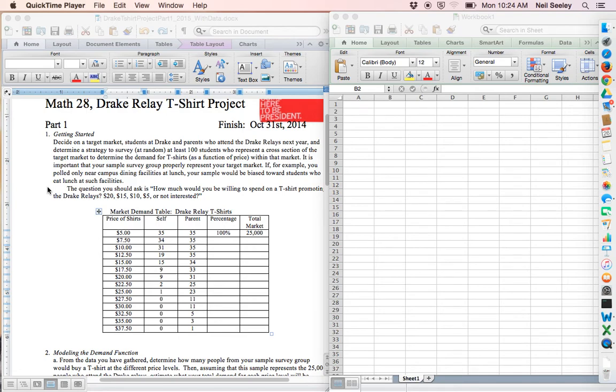Hey you guys, here's a little help on this project. This portion of it goes really quickly. So here's how you're going to tackle this.